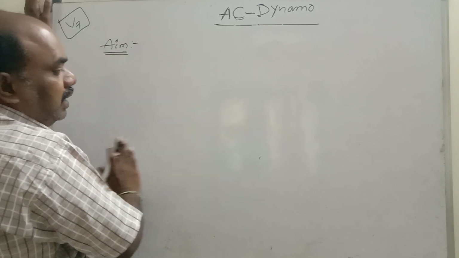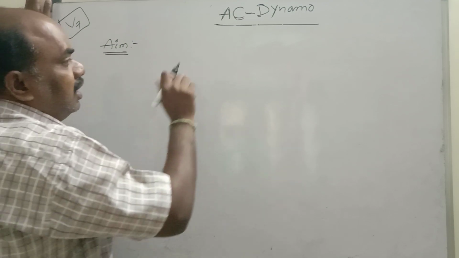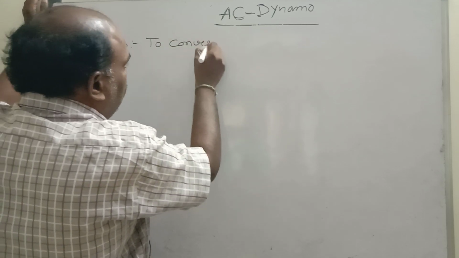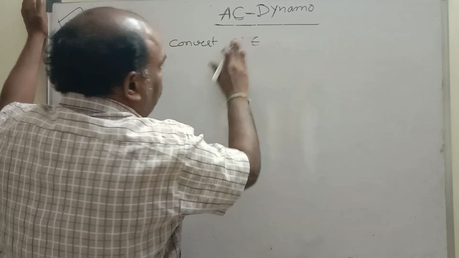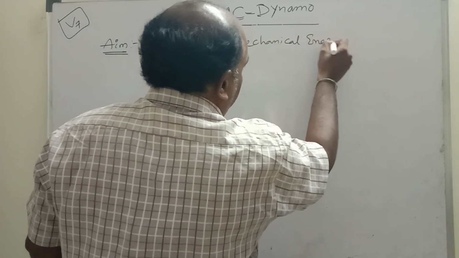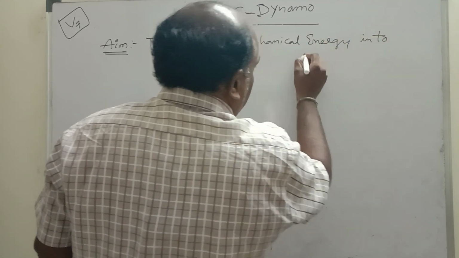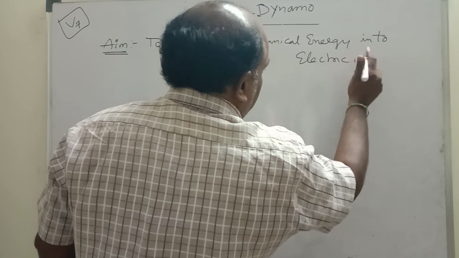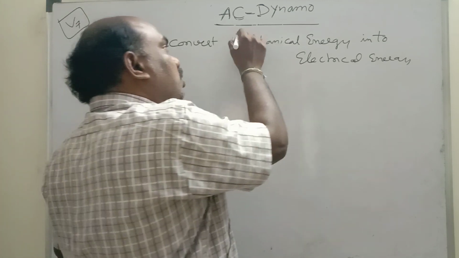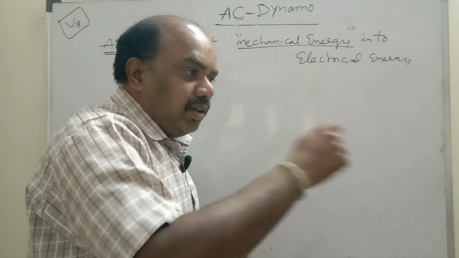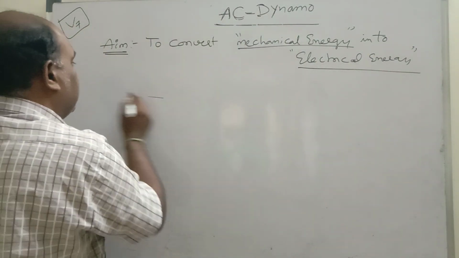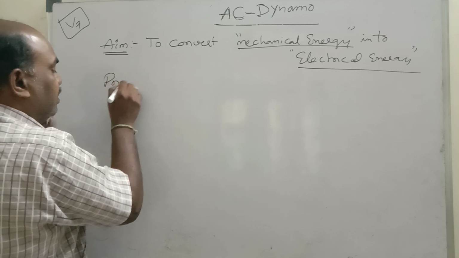Same phenomenon as the electric motor. In an electric motor, if you switch on, the motor rotates. Here it is reversed. The aim of the AC dynamo is to convert mechanical energy into electrical energy. Mechanical energy we are providing. Manually you rotate the armature, and it converts into electrical energy. That means it is providing electric energy. Just reverse. The principle is also reversed.